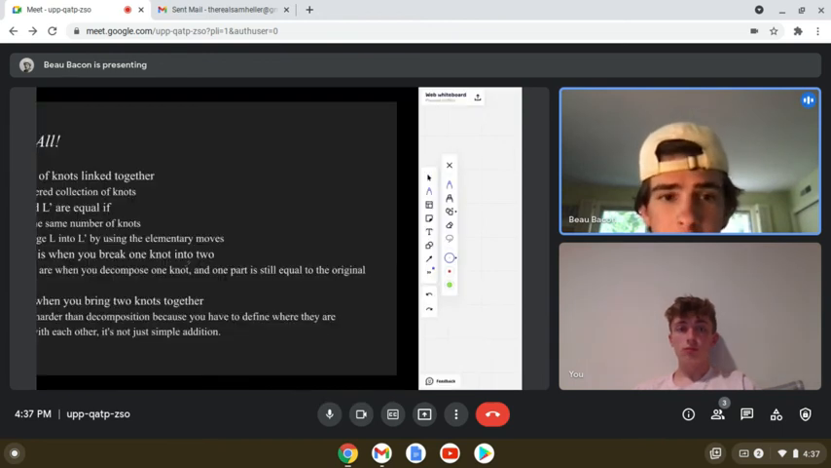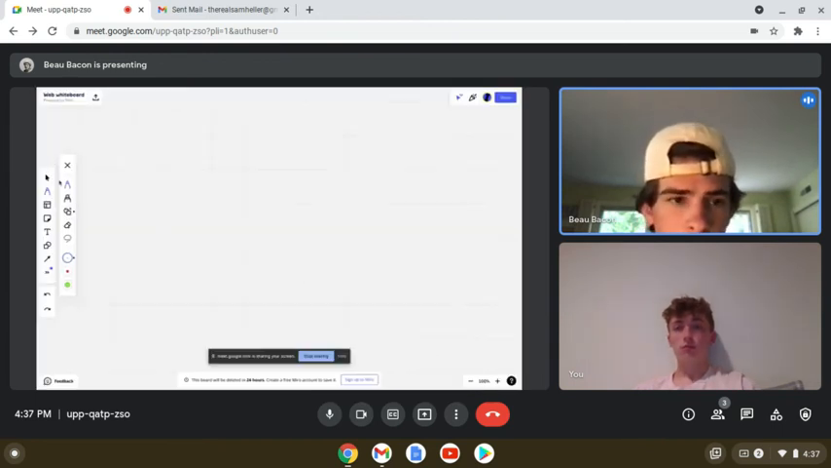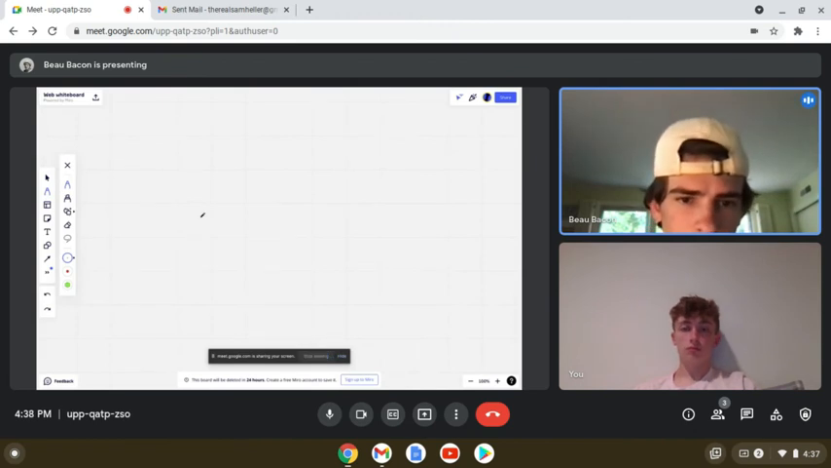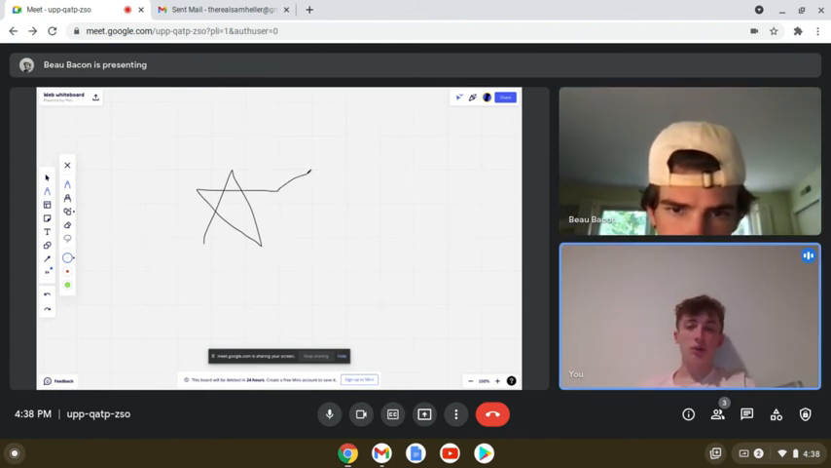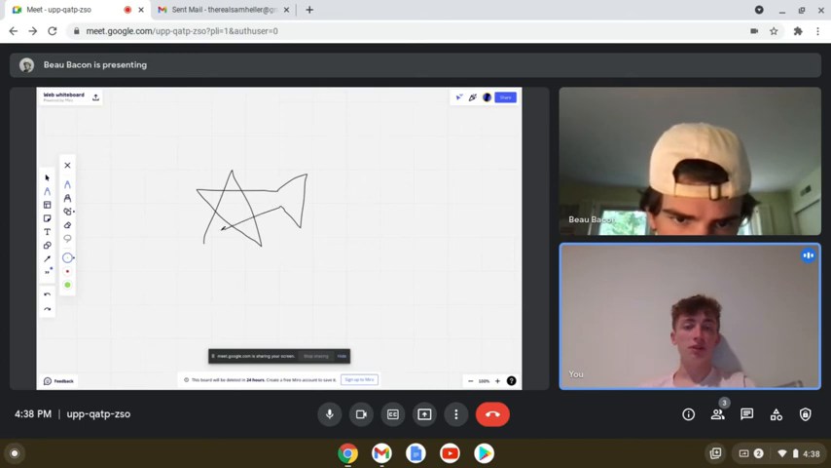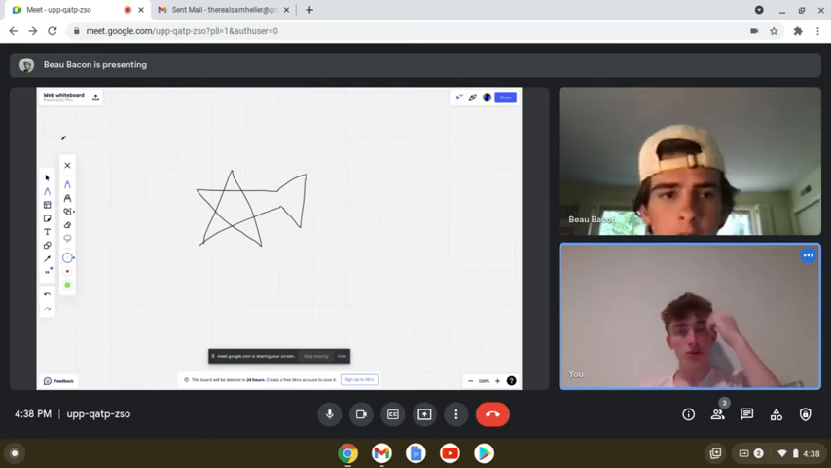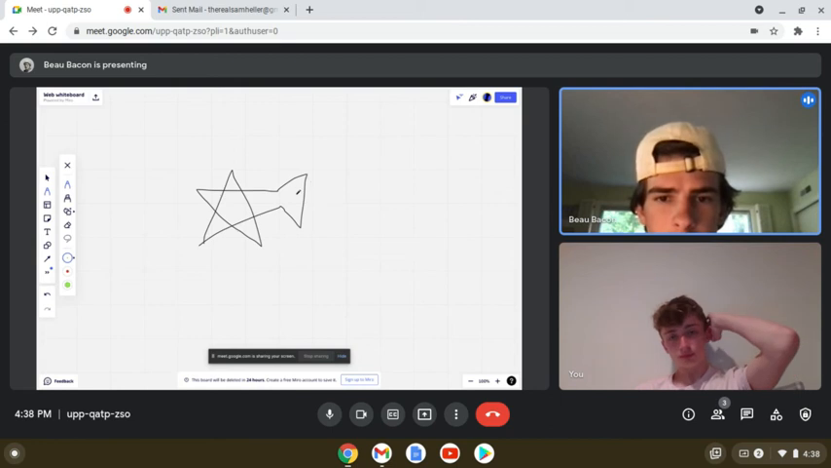That was the basics of links, and now we can go with decomposition. So if I draw a star really quickly. In reality, most knots aren't as sharp as the stars look, but it does make it easier for us to understand the different sorts of moves that we can do. So I added this for a reason here.